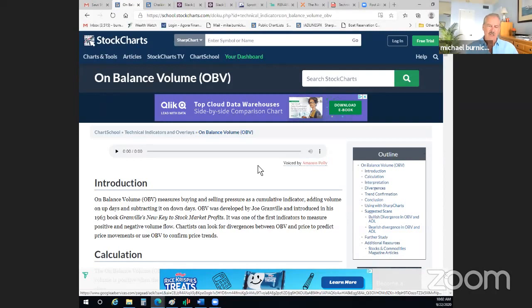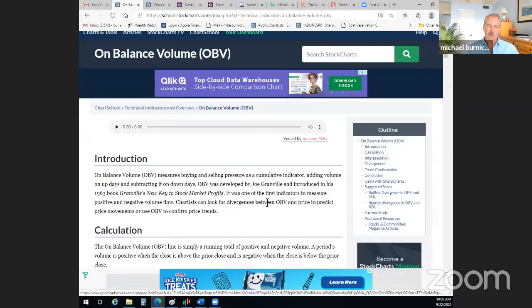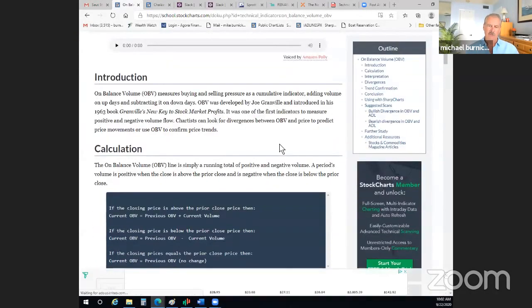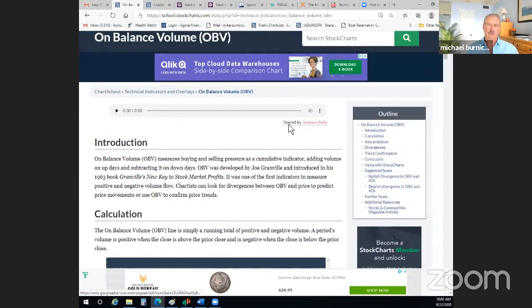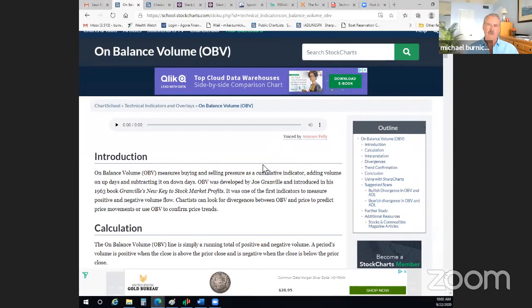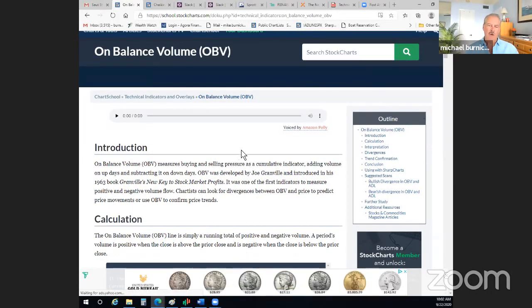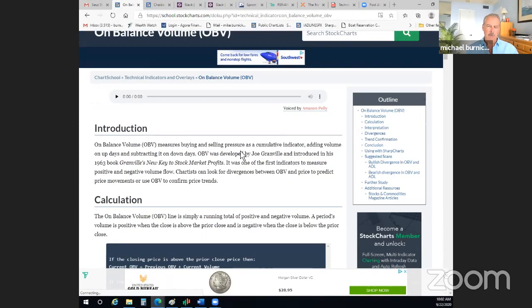And basically, it's just a measure of price and volume combined. It combines those two very important elements, really, of any technical analysis. Those are really the two basic tools of the trade, right? What's price doing, going up and down, and what is volume doing? How many people are buying? How many people are selling?